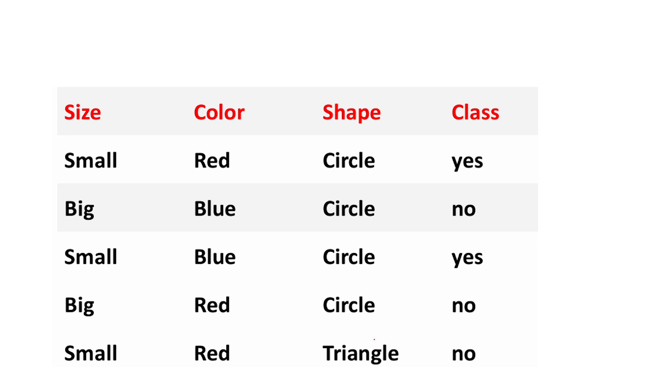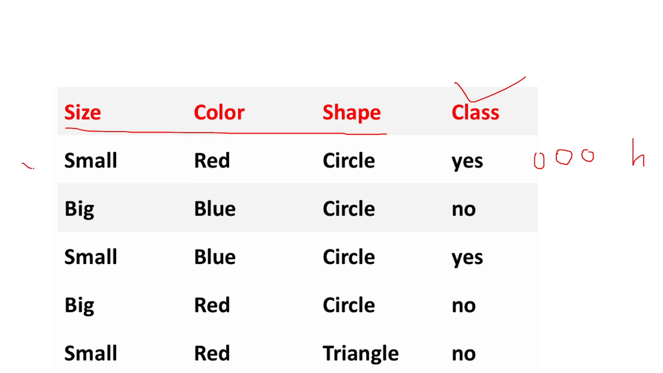Now we'll take one more example. Another example you have to solve. There are four attributes. In that, one is the dependent parameter, that is class, and three are the independent parameters, that is size, color, and shape. Initially three attributes are initialized to 0. This is h. Initially h is 0, 0, 0.